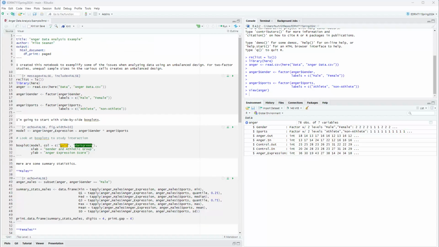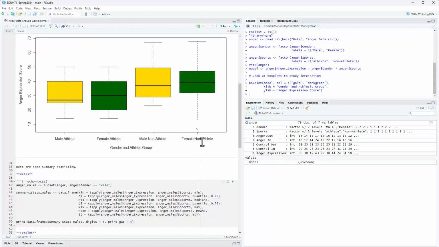I'm going to start with side-by-side box plots. So let's take a look at those. If we look at those side-by-side box plots, what I notice is that these first 2 boxes are lower than these last 2. Notice the first 2 boxes are for athletes. So the anger expression score is actually lower for athletes than it is for non-athletes.